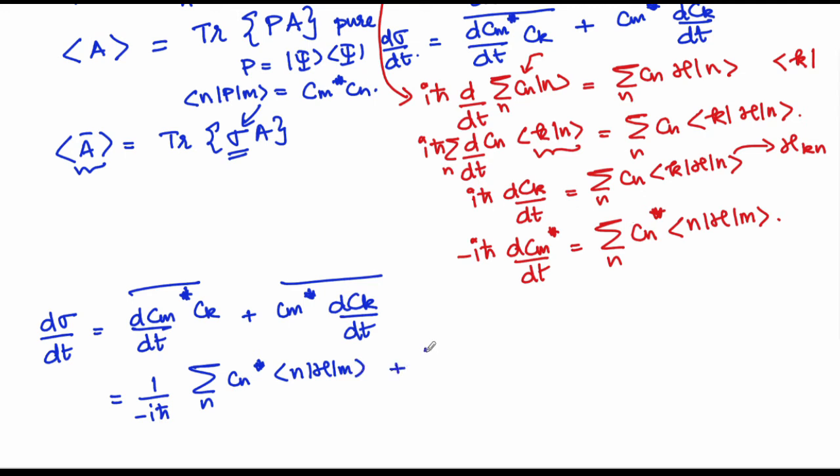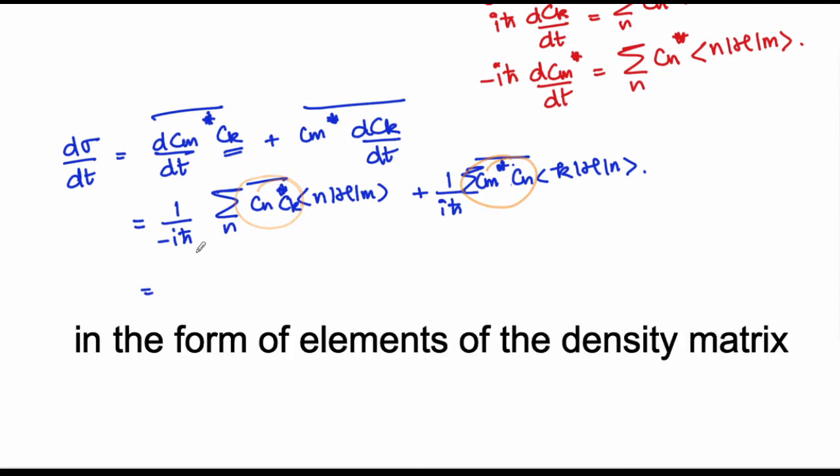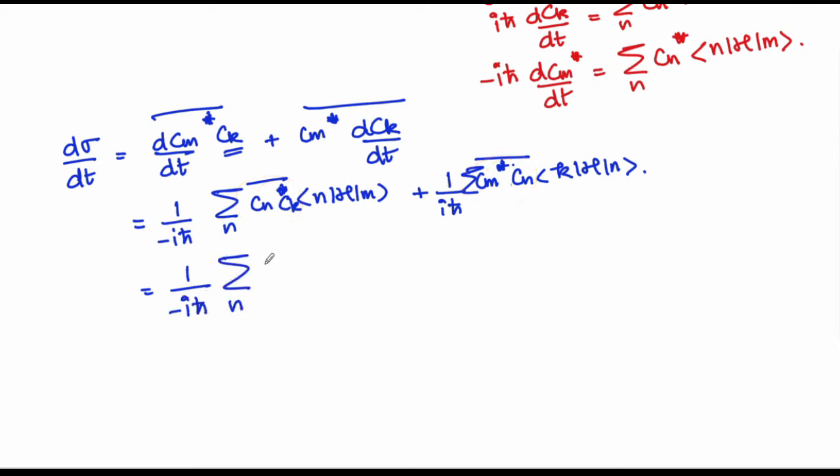Once again, you take it on that side, 1 over iℏ, summation Cn, ⟨k|Hamiltonian|n⟩. Of course, I missed the Ck here, that comes from this term, and I also missed the Cm star. Of course, these are over bars because you are having an ensemble average. You are able to appreciate the fact that these coefficients can now be represented in the form of the density matrix: summation over n, whenever you have the n and the k, you have ⟨k|sigma|n⟩ times ⟨n|Hamiltonian|m⟩.